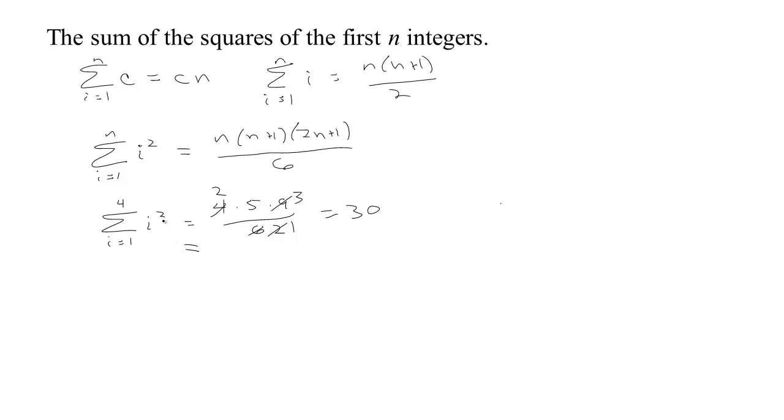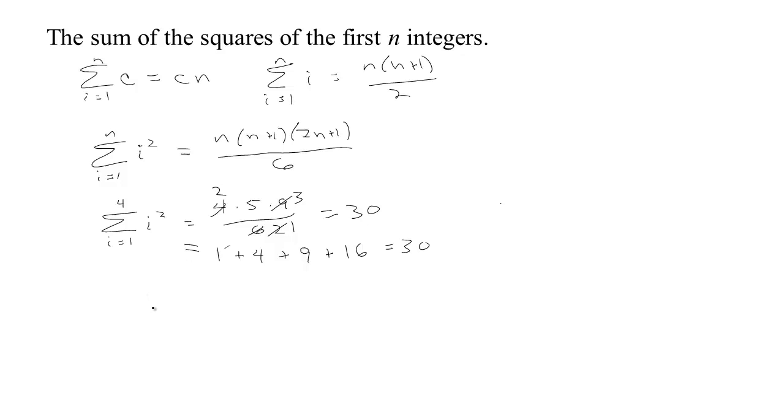Or we can verify that that actually works by expanding this sum. This sum is actually 1 squared, that's 1, plus 2 squared, that's 4, plus 3 squared, that's 9, plus 4 squared, that's 16. And of course 9 and 16 is 25, and there's another 5, so that sum is 30. So this formula works, at least in the case of the first 4 squares.